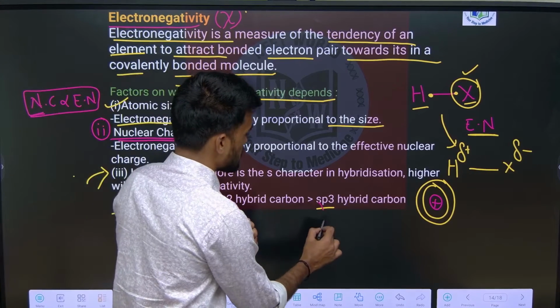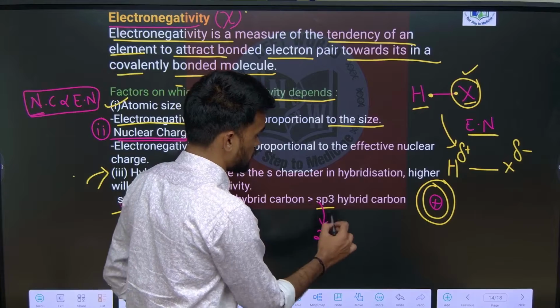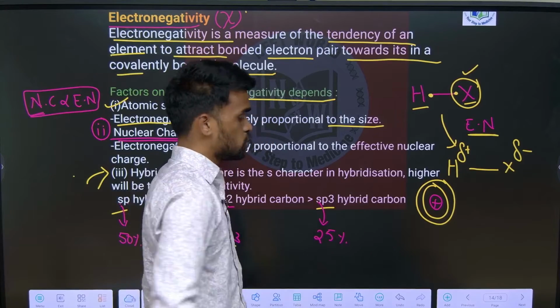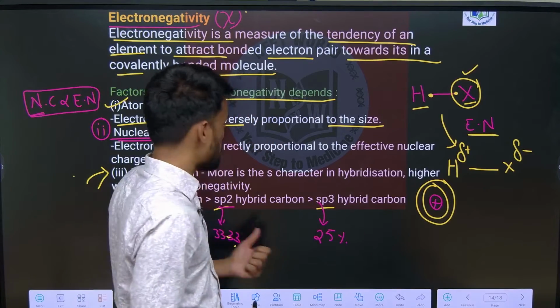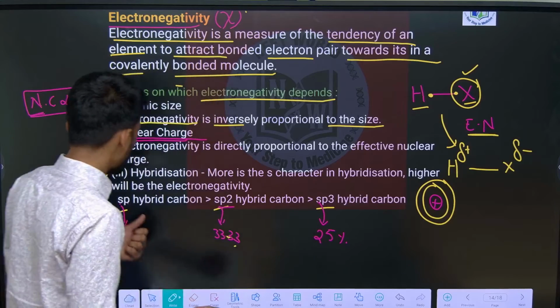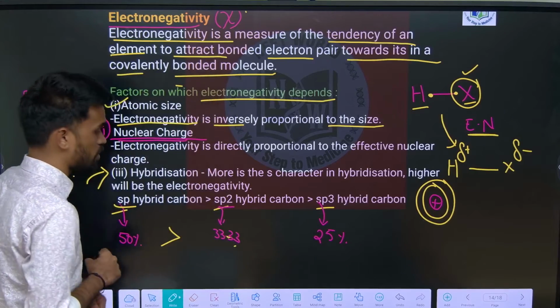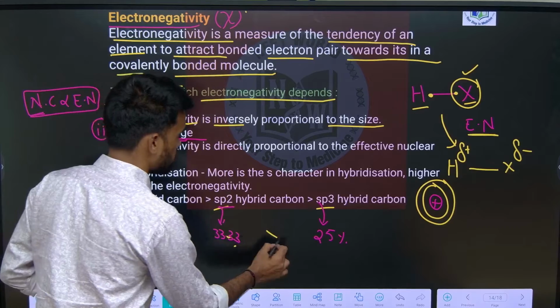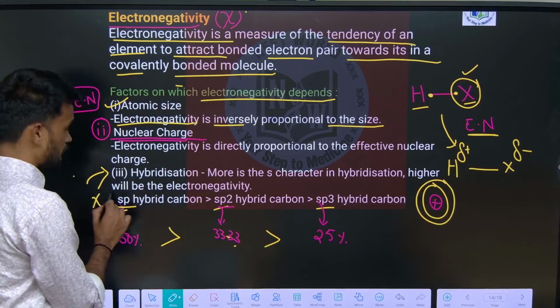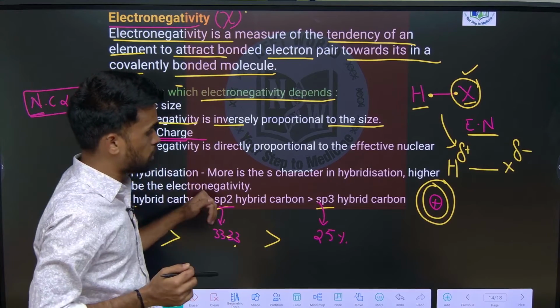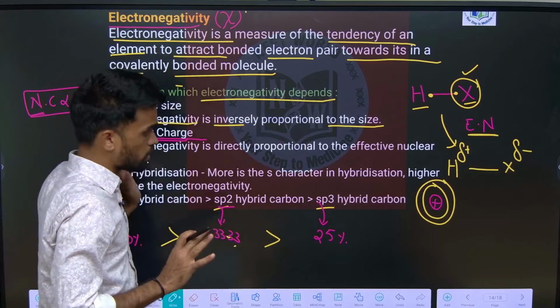And the percentage of s character in sp3 will be 25%. So in which hybridization is more s character present? In sp hybridization. Therefore it will be having more electronegativity. So which is having more electronegativity? sp hybridization is more than sp2, than sp3. This is how you can remember.